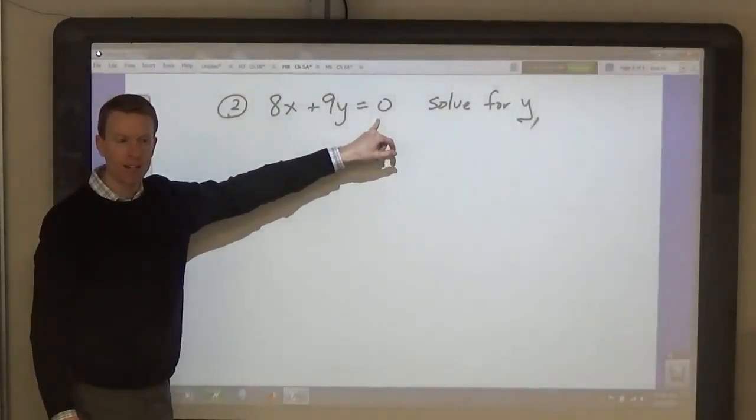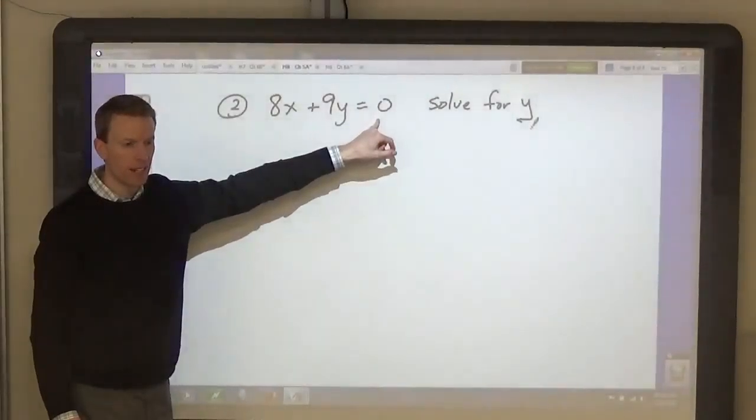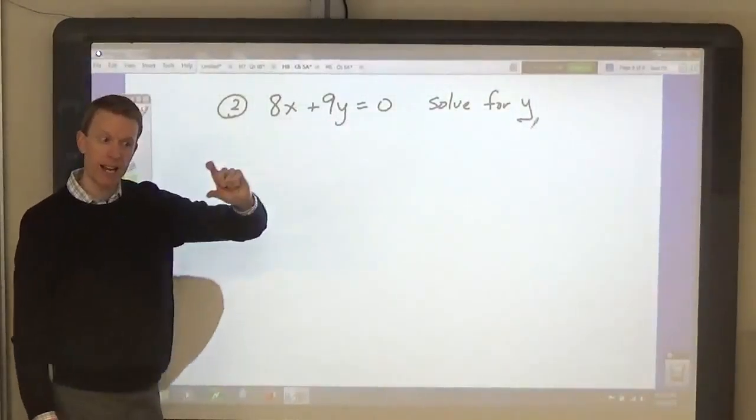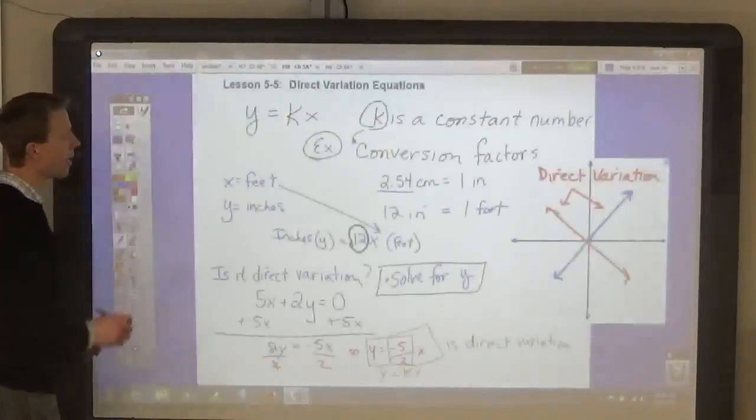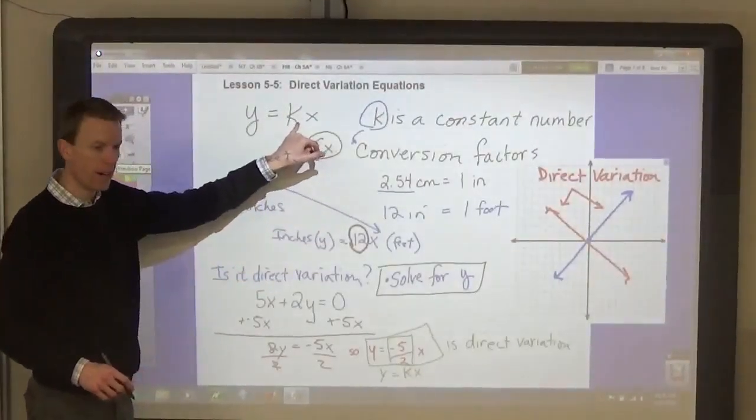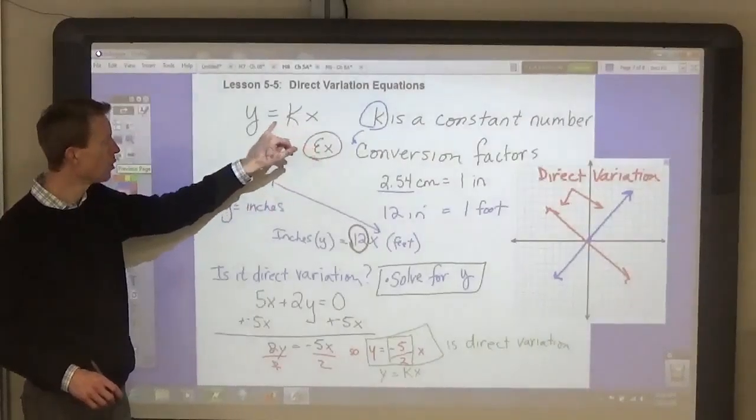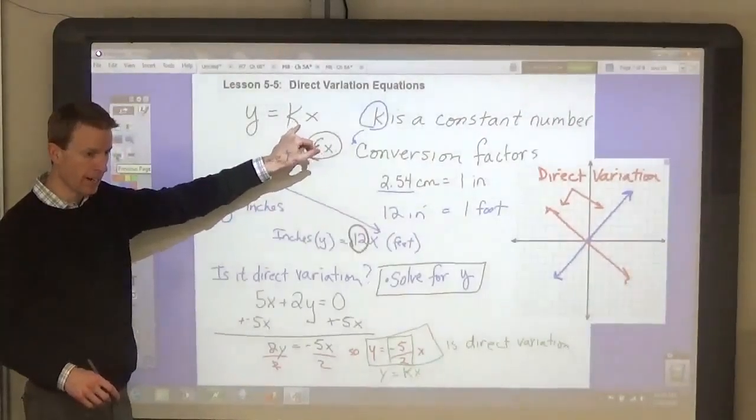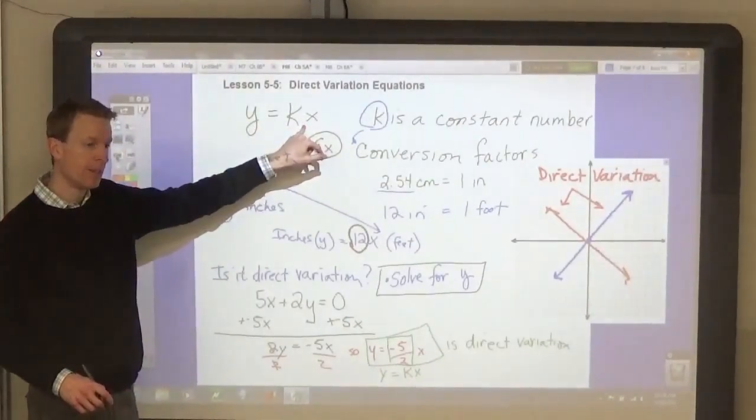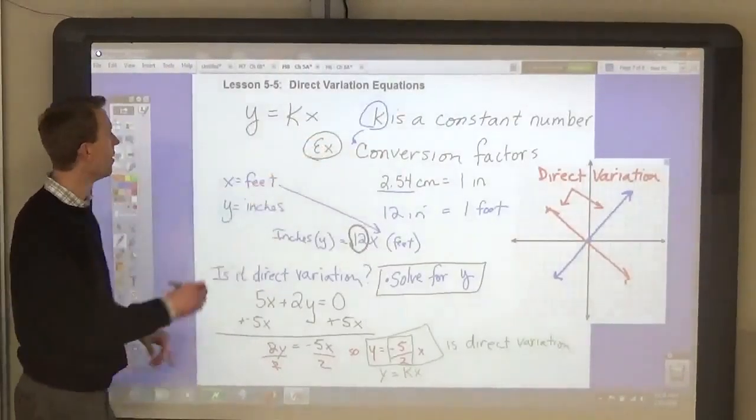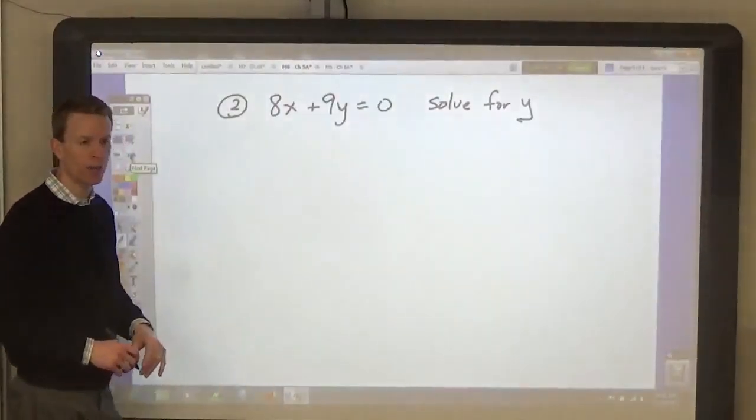And so we have to find the coefficient of x in order to figure out what k is. That number that's next to x. If you solve it for x, you don't have k. You don't have this number. You have to solve it for y in order to get that number. Does that make sense? Yeah. Okay, good. So how do we solve this for y?